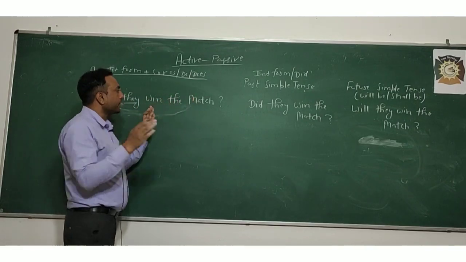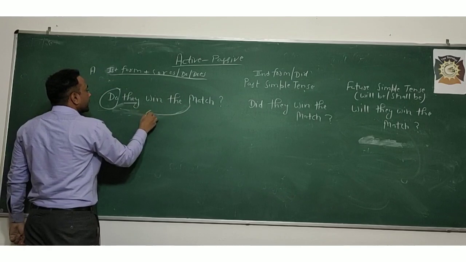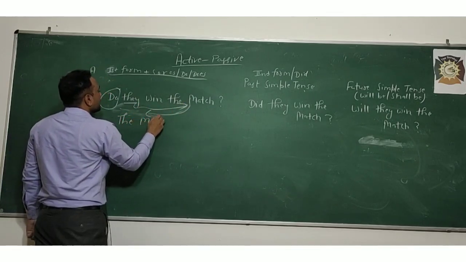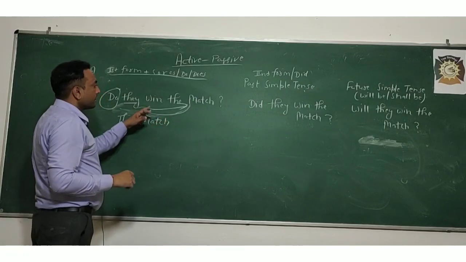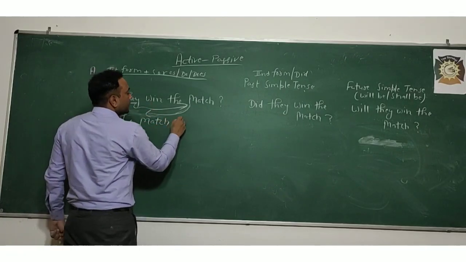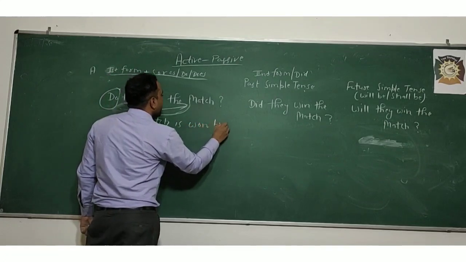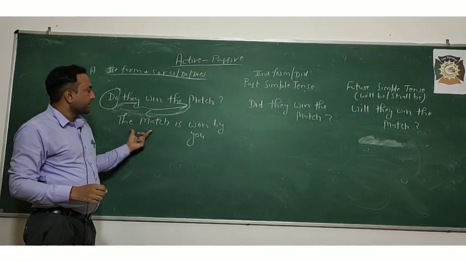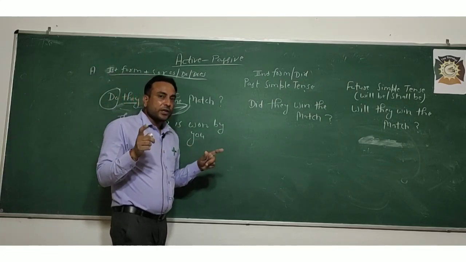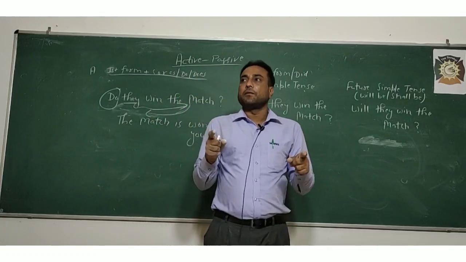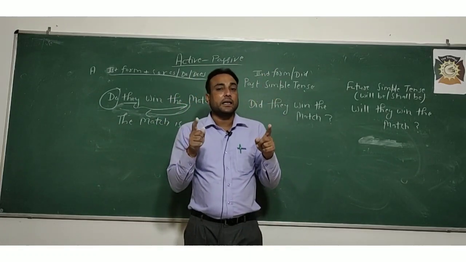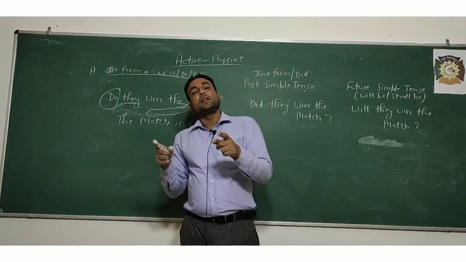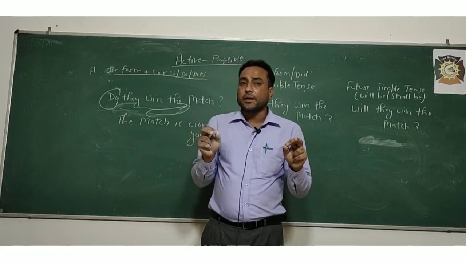The sentence is very simple for you. So how will you change it? The subject becomes object and the object becomes subject. The match is won by you. This is an affirmative sentence. But one thing you need to keep in mind: in active voice and passive voice, if a sentence is negative, you will keep it negative. If a sentence is interrogative, you will keep it interrogative. You need to keep it in mind.